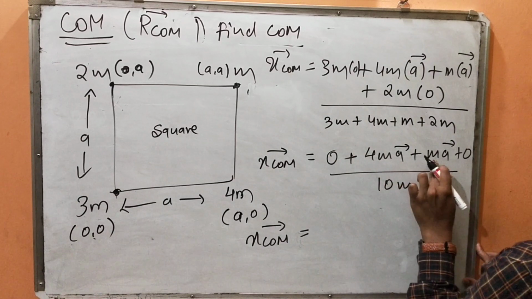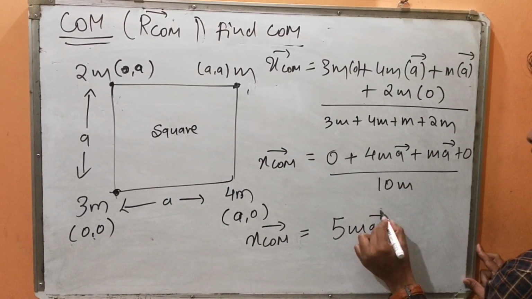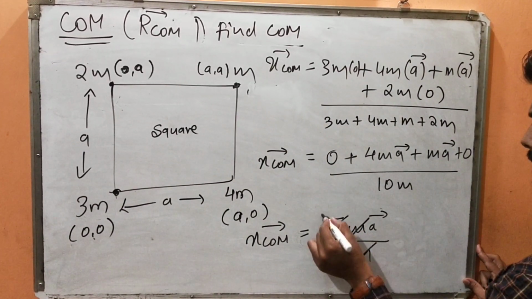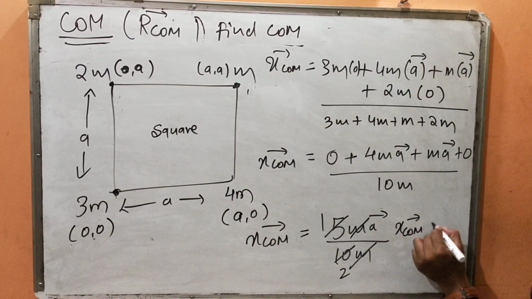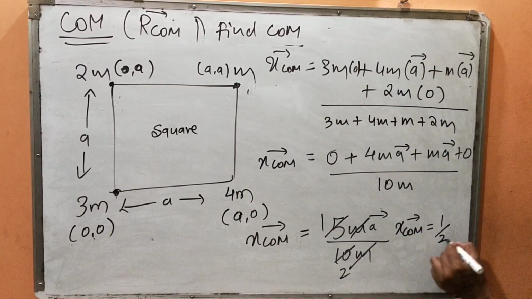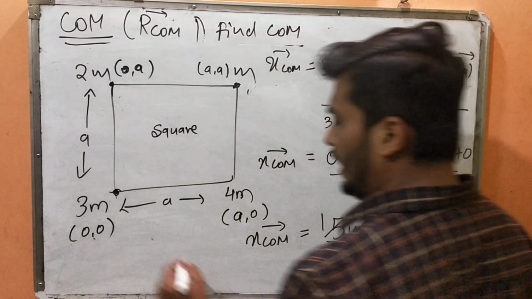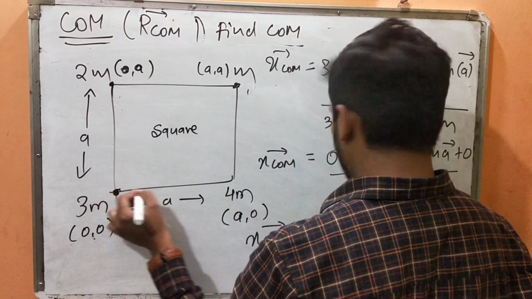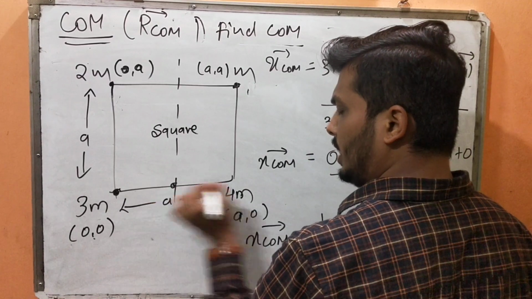Got it. So what will be x center of mass? So 4m plus mA, this will be what? 5mA divided by 10m. So m gets cancelled. 5 ones are 5, 5 twos are 10. So what is x center of mass coordinate? It is 1 by 2 a. 1 by 2 a means what? X coordinate. I'm just telling you about the x coordinate. So x coordinate will be 1 by 2, half. 1 by 2 a.